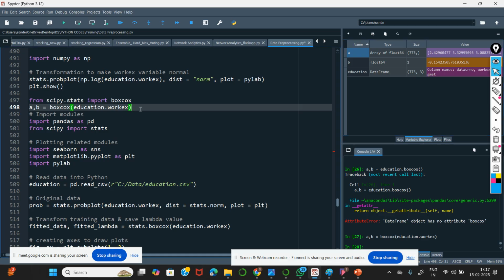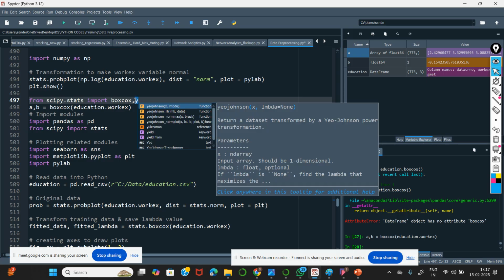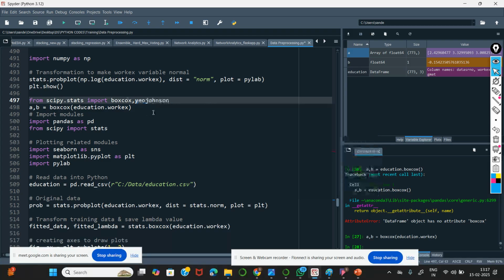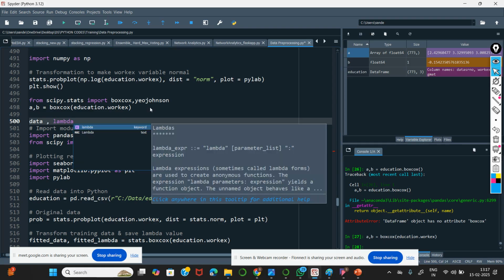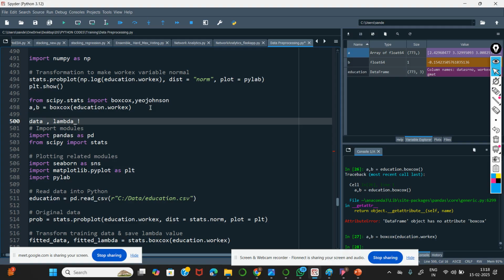In the same way, you can also import yeojohnson. Just import yeojohnson and utilize the same thing. This time I will use data and lambda, lambda one, equal to the same thing I used for boxcox: yeojohnson, and inside it I should put workx.